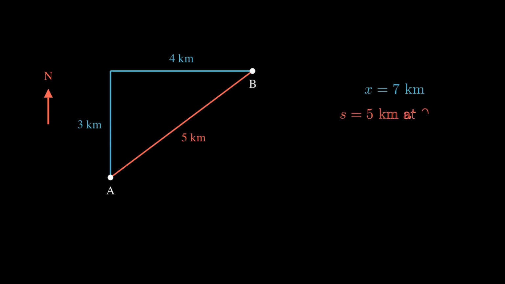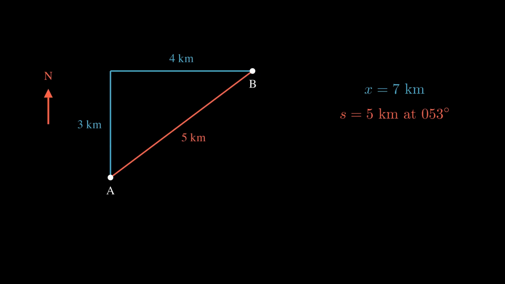Now take a triangle. The two blue lines represent the roads from A to B, and the red line represents the shortest straight line distance from A to B. Now the total distance we travel if we walk along the blue lines is 3 plus 4 kilometers, which gives us a distance traveled of 7 kilometers. Now for the displacement, we would say that the displacement of B from A is 5 kilometers on a bearing of 0.53.